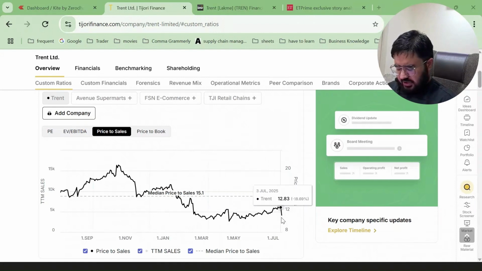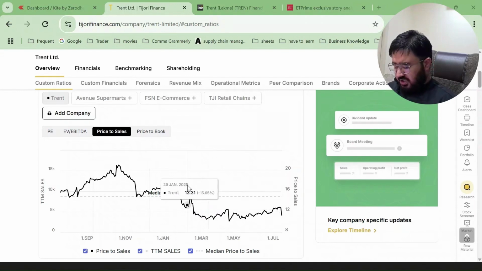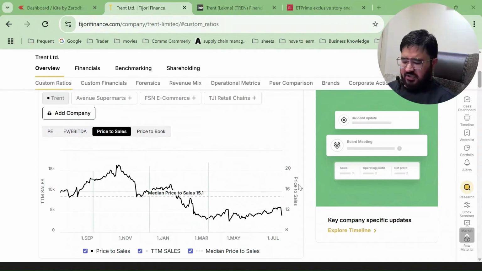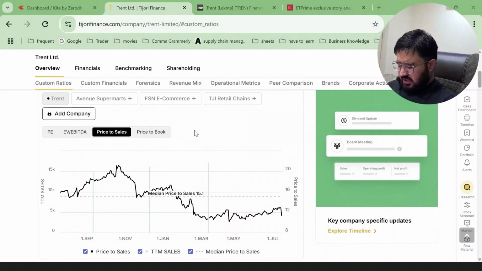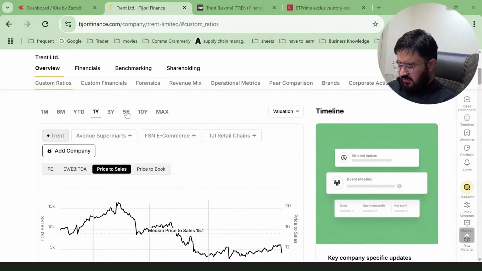It is trading at 11.3 price to sales. Its median is 15.1. So as compared to the median, it is currently cheap. Okay, as compared to the median, of course, it is low. If it would be 15 or higher, then it would be expensive. So currently it is cheap, and we are taking a year of 1 year.